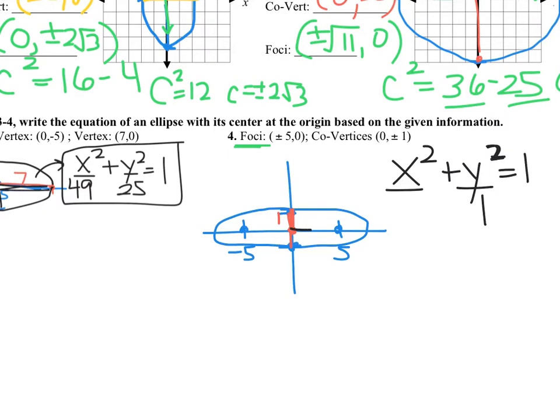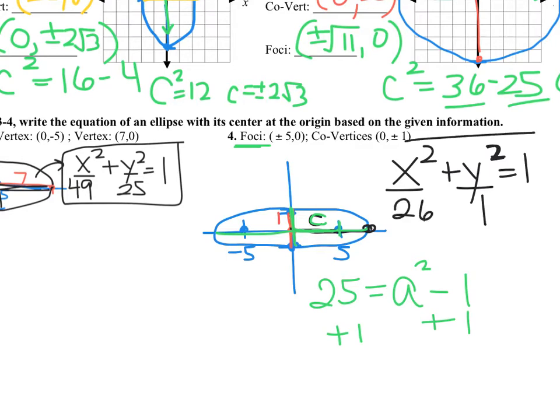Now, this is not A. A is all the way out to here. This is actually C. So we're going to do C is a length of 5. So C squared equals the longer axis, which is A squared, minus the shorter one, which is 1. And then add 1 to the other side, and A squared is 26. Let me write that there. Okay, and that's the equation for that one. Yeah, Algebra 2.